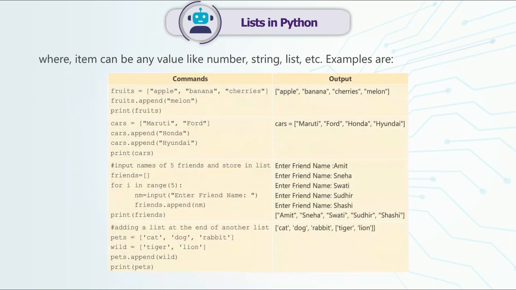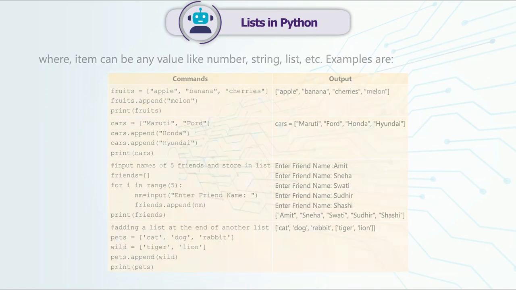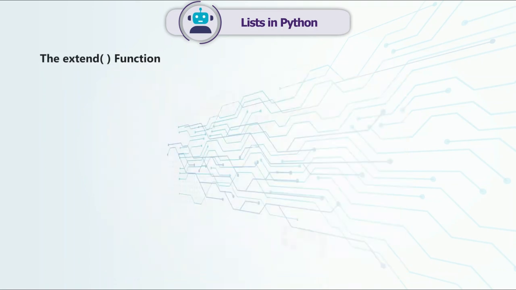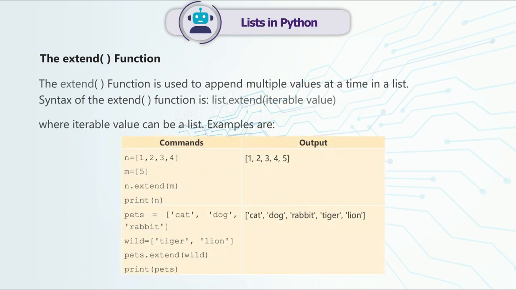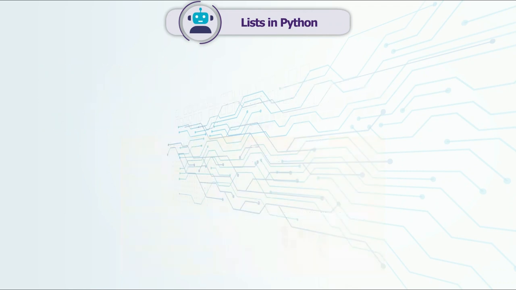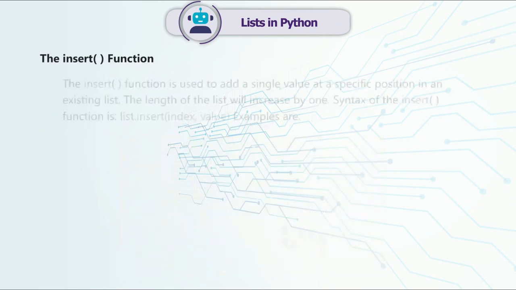Examples, commands, output. The extend function. The extend function is used to append multiple values at a time in a list. Syntax of the extend function is list.extend(iterable), where the iterable value can be a list. Examples, commands, output.